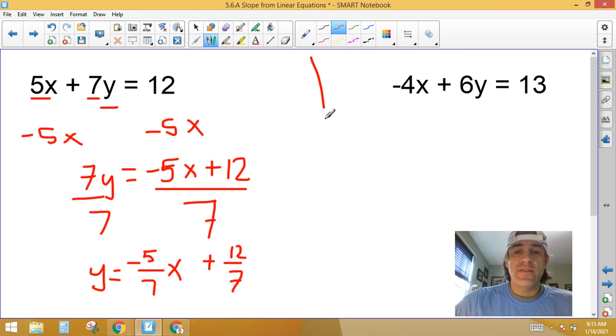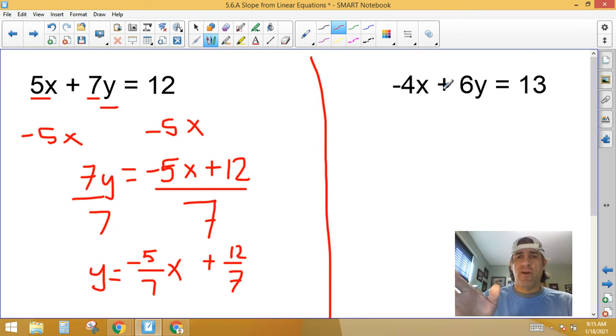So now let's take a look at this one to the right. I'm going to give you some time. I'm going to pause it. I want you to identify the slope, figure it out, and then I'll follow up with my work. Okay, so go ahead, try it out on your own. What is the slope? All right, what's your first step?